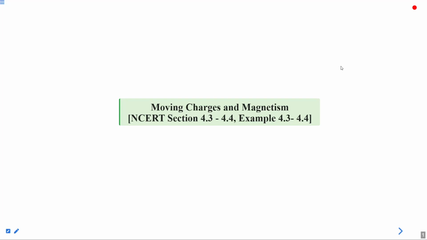Hello students, the topic that we are going to discuss today is moving charges and magnetism, NCERT section 4.3 to 4.4 and example 4.3 to 4.4.